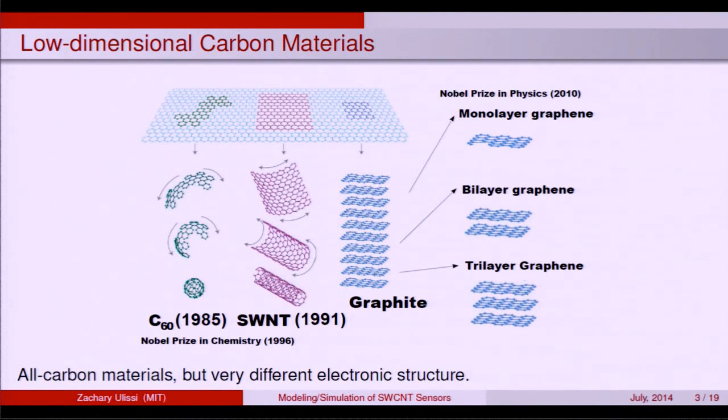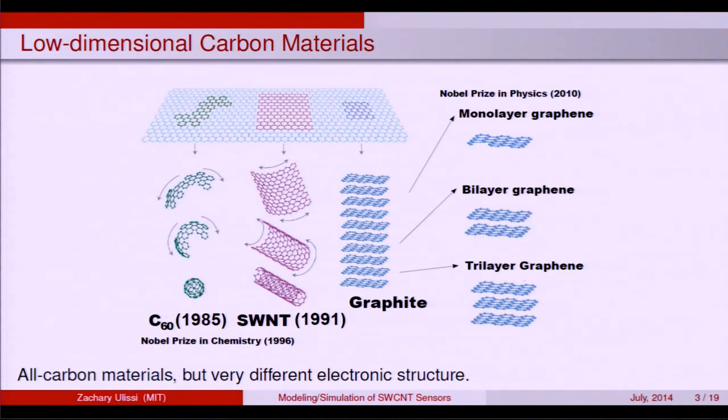And then in 1991, single-walled carbon nanotubes were discovered. And then even more recently, graphite, which is composed of individual layers of graphene, they finally came up with an easy way to isolate single layers and study them. So this led to the Nobel Prize in Physics in 2010.